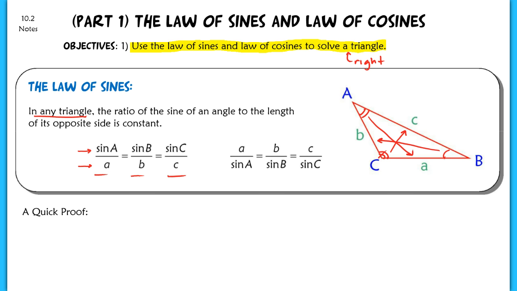Now, obviously since they're ratios, you can also write those upside down and flip those ratios, writing that as little a over sine of A. So I'm going to show you a quick proof of this because it's actually pretty easy.